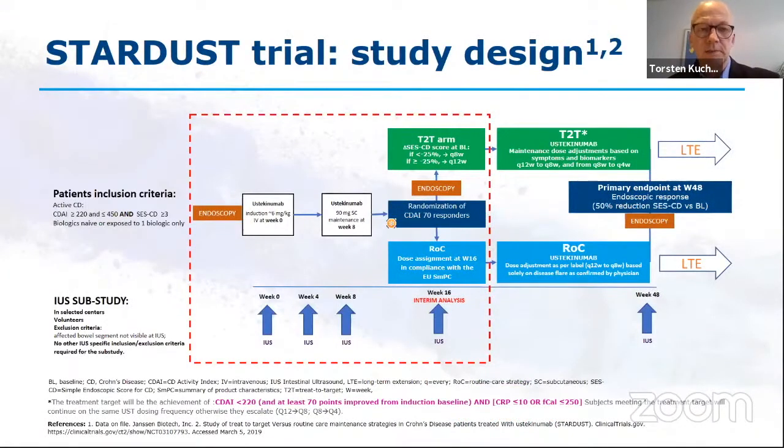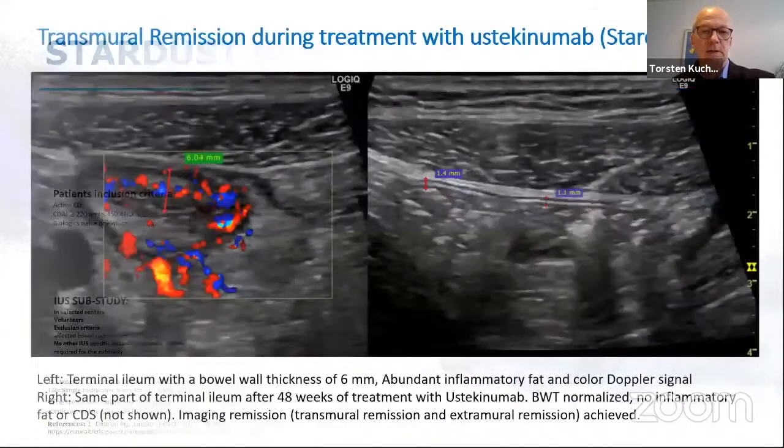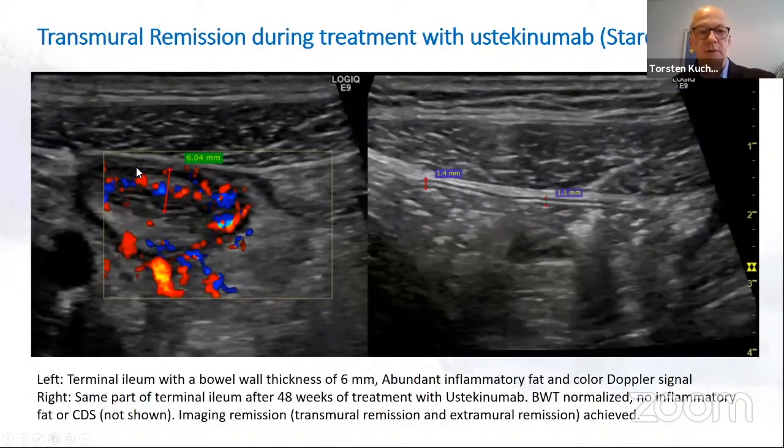We did a similar approach in the STARDUST trial, which has recently been published at the UEGW, a trial where ustekinumab has been used to treat patients. And after 16 weeks, they went into treat-to-target arms. We did a sub-study in these patients and did, with central reading, intestinal ultrasound at week 0, week 4, week 8, week 16, and week 48 to determine the transmural response. This is an example here for a patient who has markedly ileal disease here, vascularization, bowel wall thickness. This is after 48 weeks.